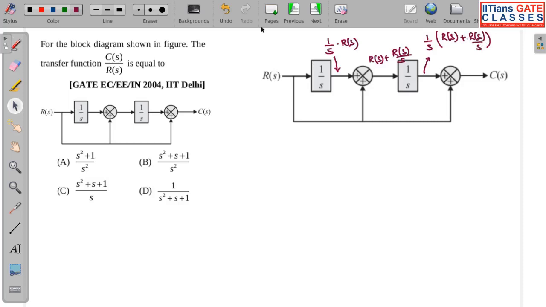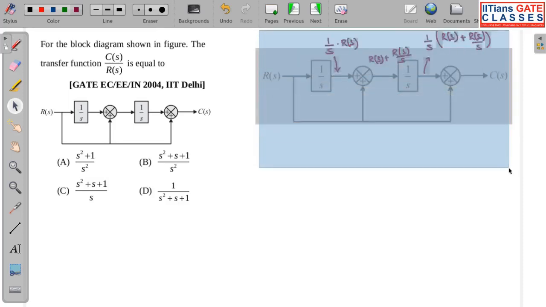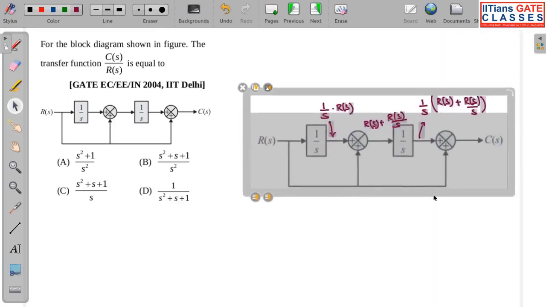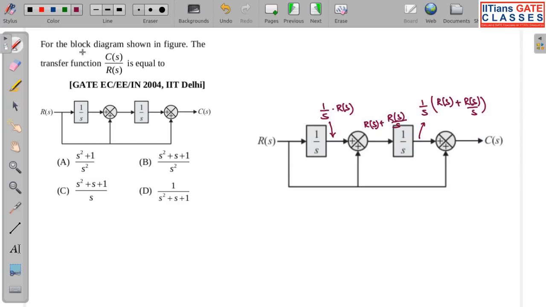Okay, so let me write it down below a little bit. And over here the CS is equal to what? CS is equal to, you can see one RS is being added over here. So RS getting added plus this part. So this is what? RS by S square plus RS by S.